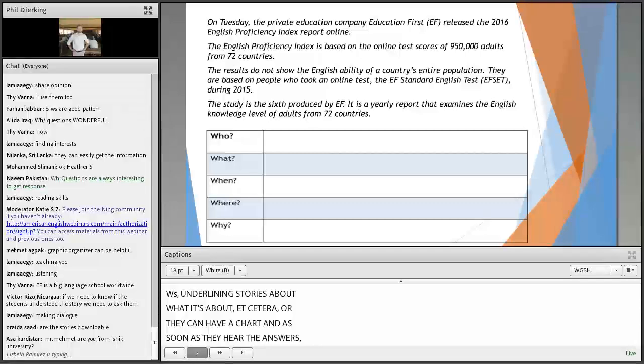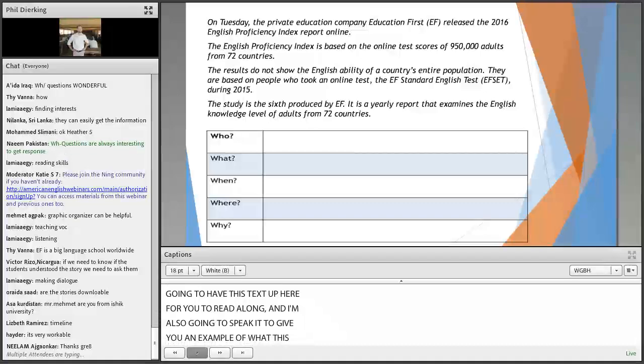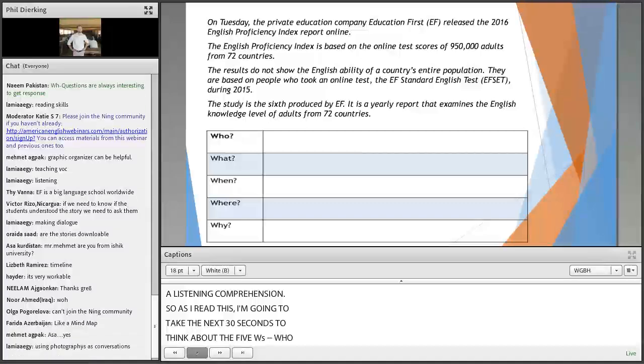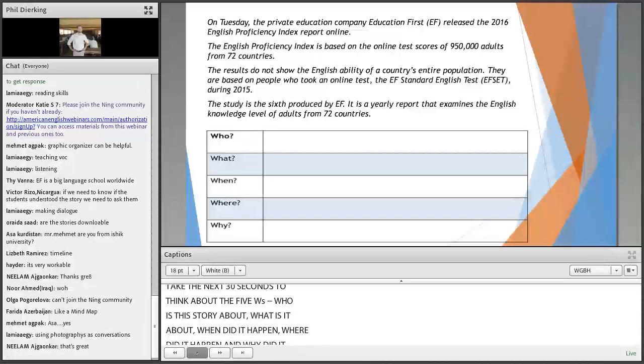I'm going to have this text up here for you to read along, and I'm also going to speak it to give you an example of what this exercise would look like if it was a listening comprehension. As I read this, take the next 30 seconds to think about the 5 W's. Who is this story about? What is it about? When did it happen? Where did it happen? And why did it happen? Okay, everybody? Let's begin.